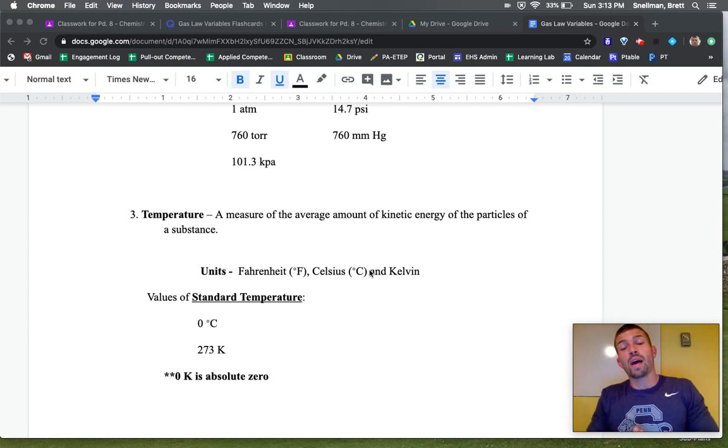And so what you have is, if you take that absence of energy, that absence of movement, that is what Kelvin is. It is that scale. It measures that. So if you go all the way down to 0 Kelvin, you have absolute zero.